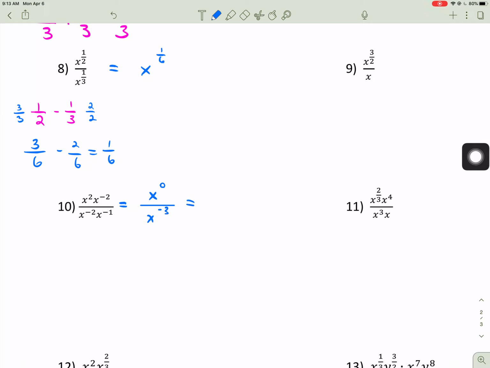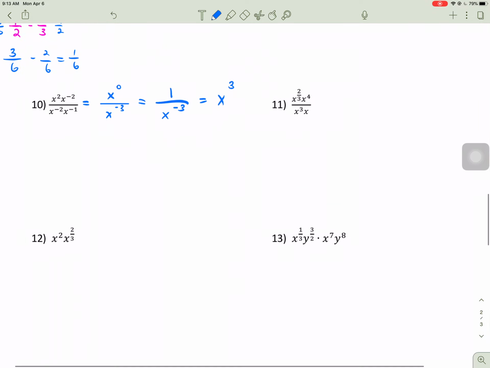Well, what's x to the 0? Anything to the 0 power is 1. So 1 over x to the negative third, which, if we want a positive exponent, bring it to the top, change the sign, it's just x cubed.